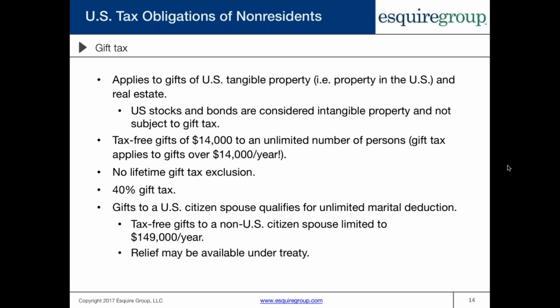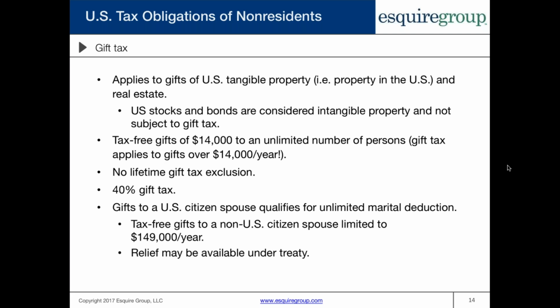So assuming that the property would be subject to gift tax, so U.S. tangible property or real estate, a non-resident alien can give an unlimited number of $14,000 gifts to as many people as they want. So they could give $14,000 to 10 different people, and there would be no filing requirement for either the non-resident alien or the recipient of that $14,000, and there would also be no tax due on it.